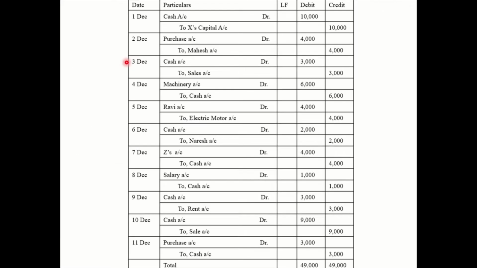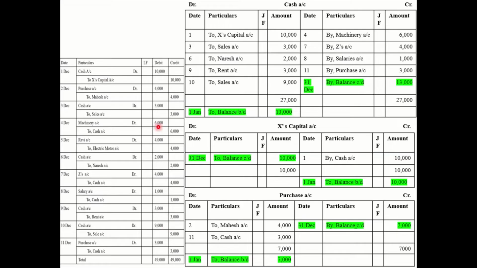This is a journal, the total journal. Now we are going to prepare the ledger of this journal. This is the journal entries. Cash to X capital account. First of all, we are going to prepare the cash account. First step of ledger posting is we have to identify the dates in which cash account is recorded.